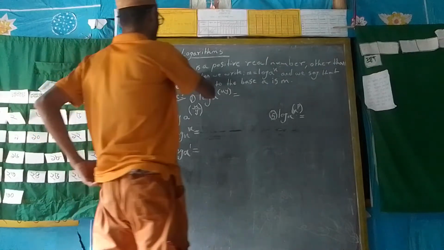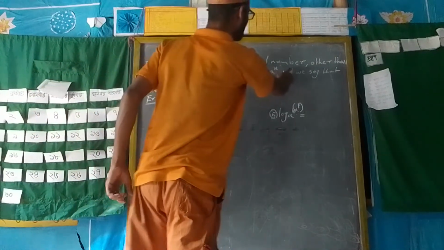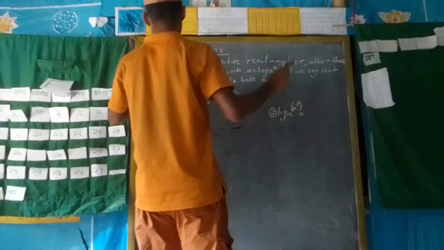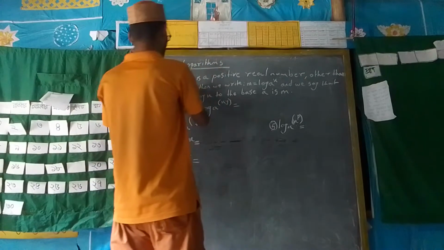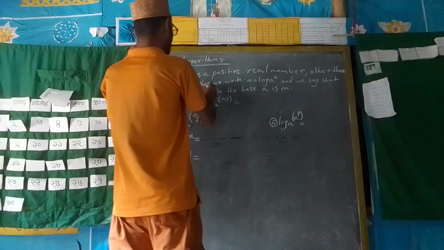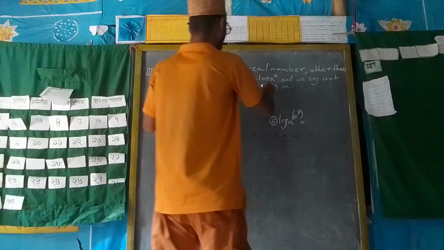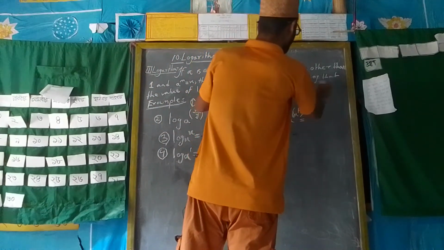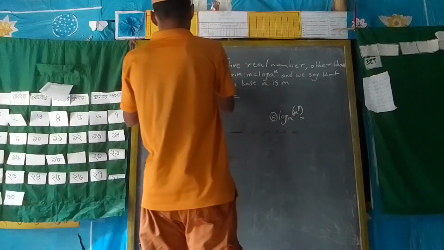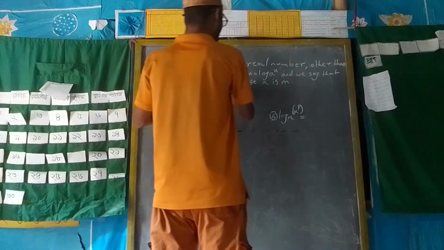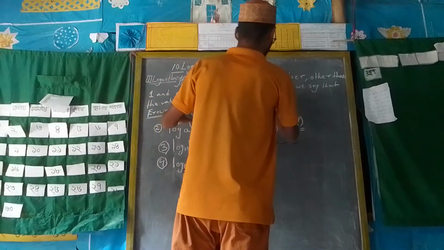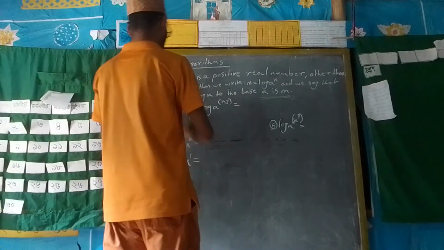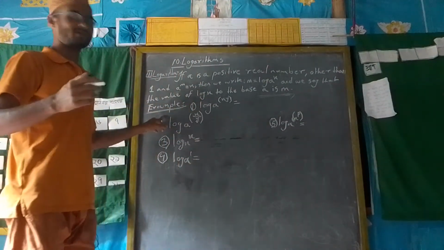Logarithm: if a is a positive real number other than 1 and a power m equals x, then we write m equals log a power x, and we say that the value of log x to the base a is m. It's quite difficult. That's why we are going to start with some examples.